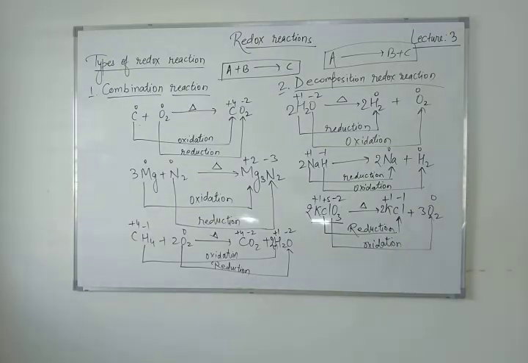So you can see here, decomposition reactions are the opposites of combination reactions. Precisely, a decomposition reaction leads to the breakdown of a compound into two or more compounds, at least one of which must be in the elemental state. So you can see the examples.